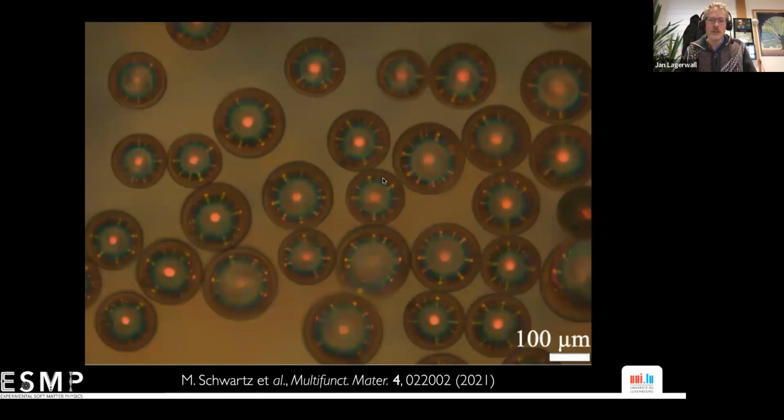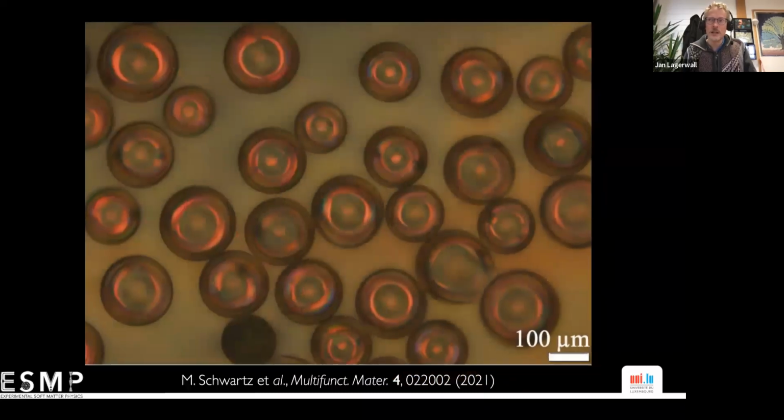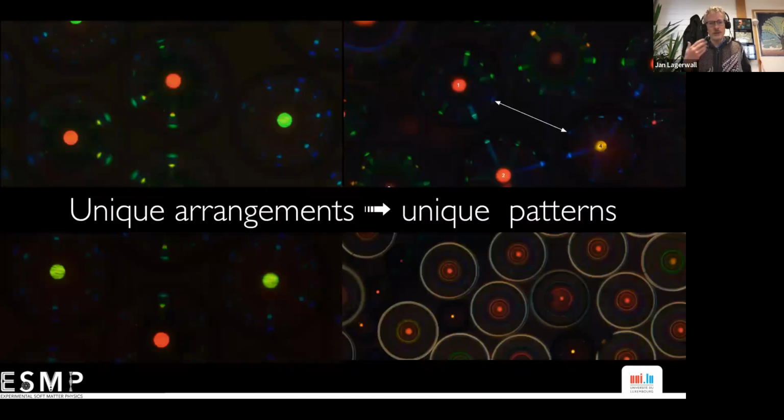So this is a sample where you have all the shells arranged with the thick side upwards. And the same sample viewed from the other side gives you this type of reflection pattern instead, because now you get the internal reflections. So you have a lot of different patterns being produced by these CSRs.